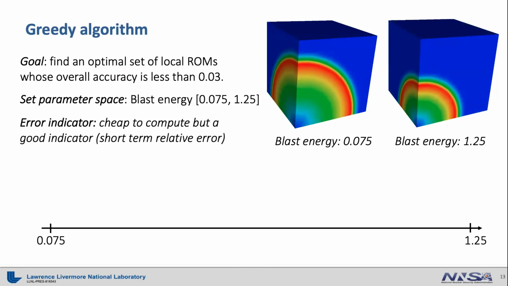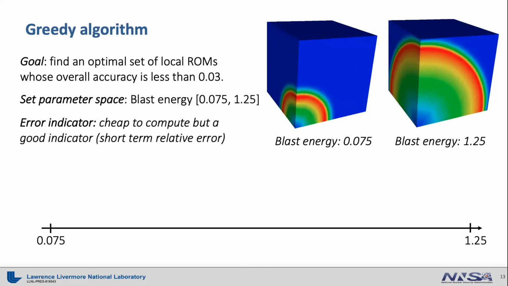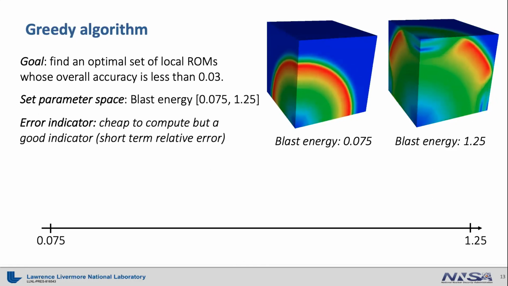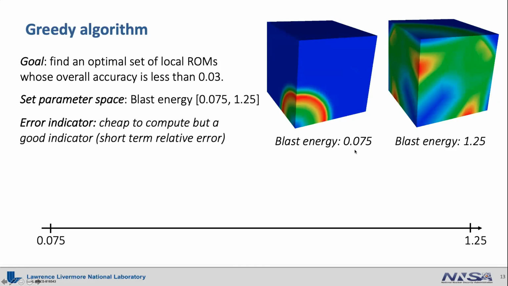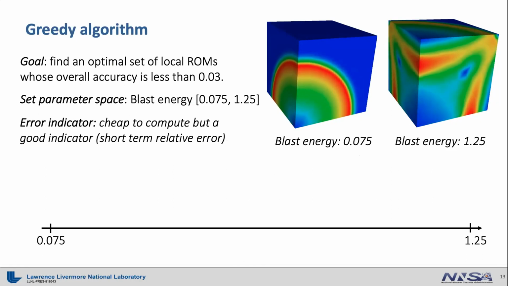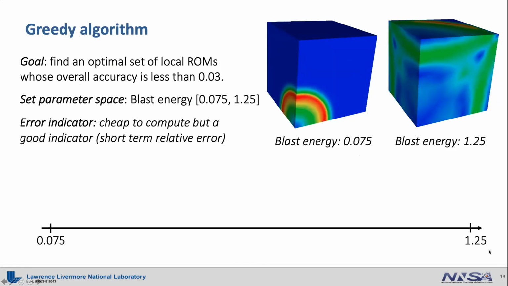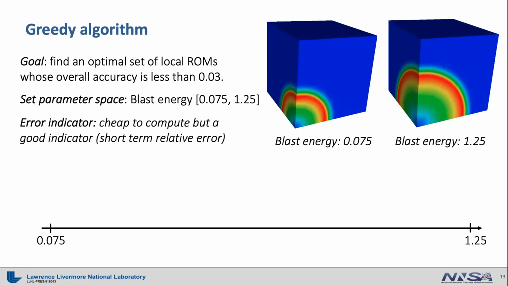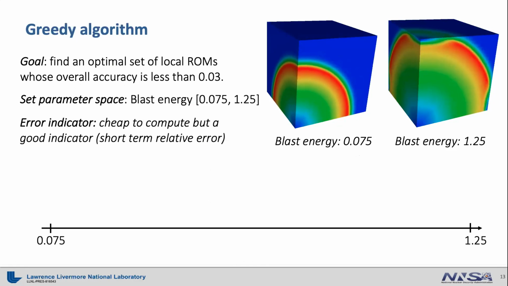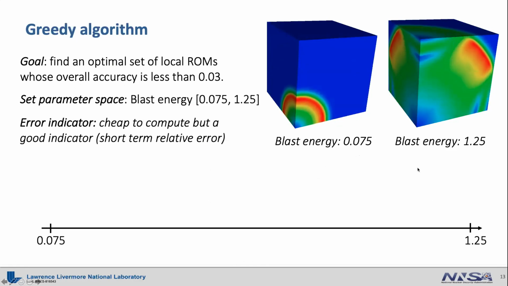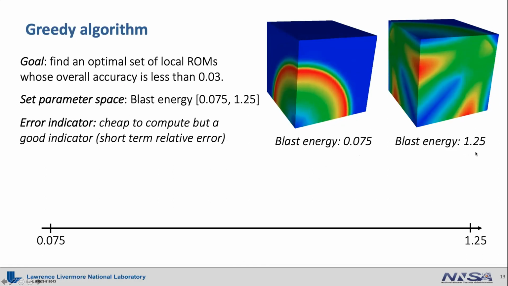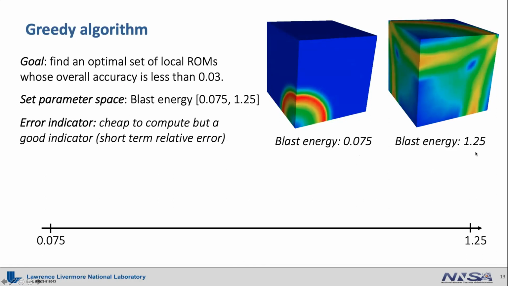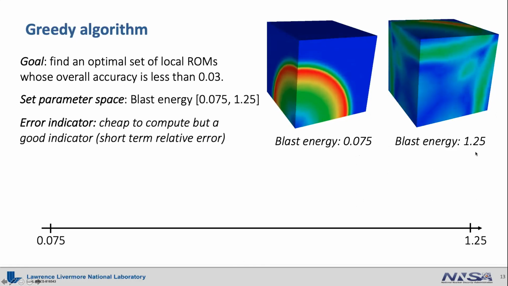As a demonstration, we set our parameter space to be blast energy changing from 0.075 to 1.25. As you can see from the movie, both cases have dramatically different solution dynamics. One does not hit the boundary, but in the other extreme case, it hits the boundary and reflects and interacts with the incoming waves.